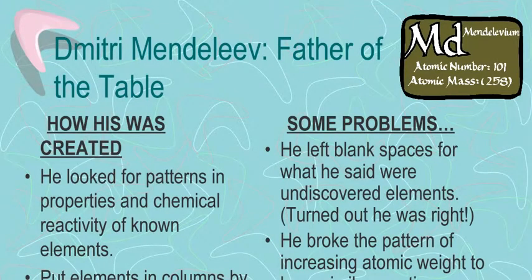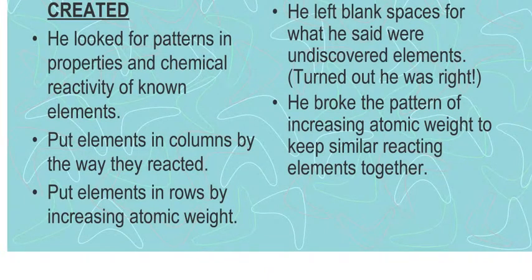Dmitry Mendeleev was the scientist credited with creating the periodic table of elements. He was so important that element 101 was named after him. It's Mendelevium. What he did was he looked for patterns in the properties of chemical reactivity of known elements. He put them in vertical columns based on similar properties. He also organized them based on atomic weight.